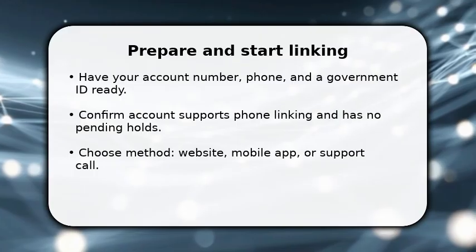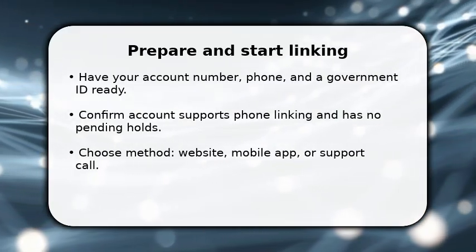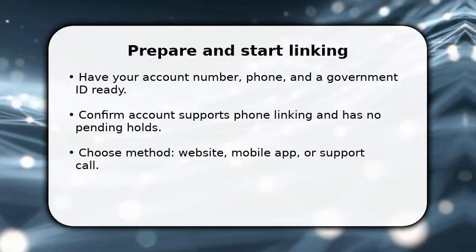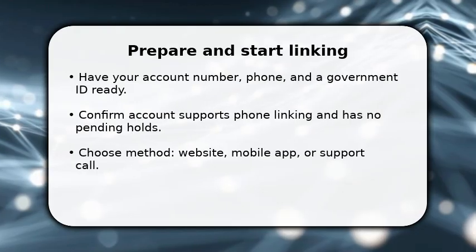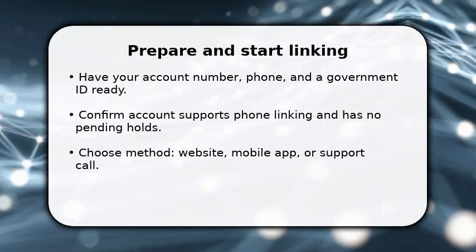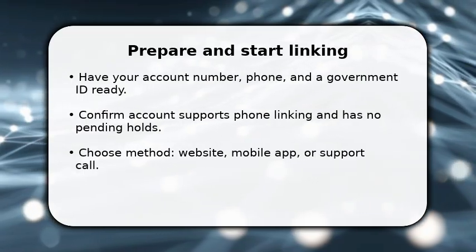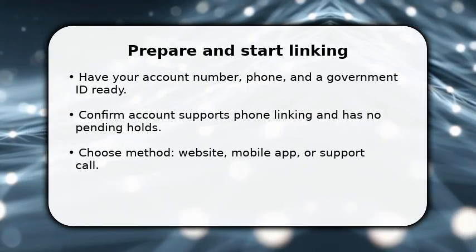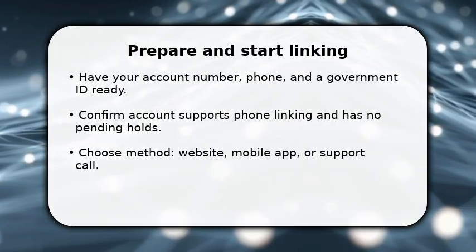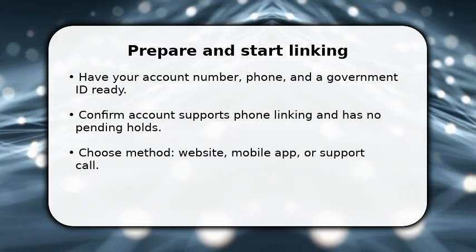You begin by gathering the essentials: your account number, the phone you will link, and an ID. Once done, sign into the account portal or open the official mobile app. Make sure you use a secure network. You choose the linking method now: automated form or customer support assisted. If using the app, navigate to Security or Profile and select Link Phone. This first step sets authorization scope and prepares the system to verify ownership of both account and number.